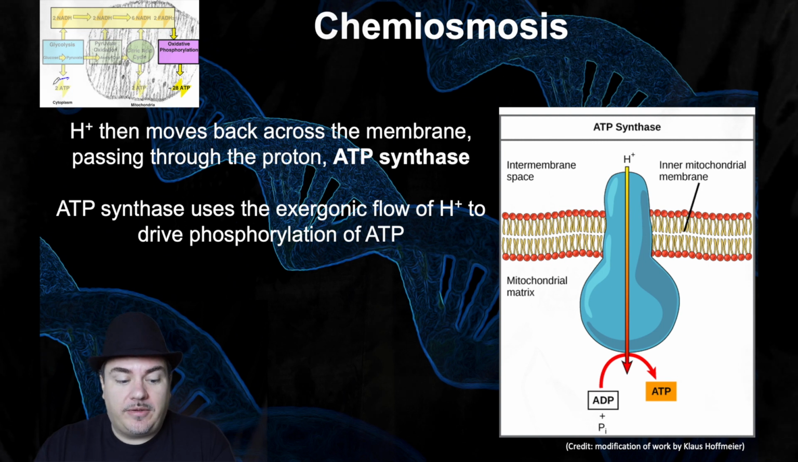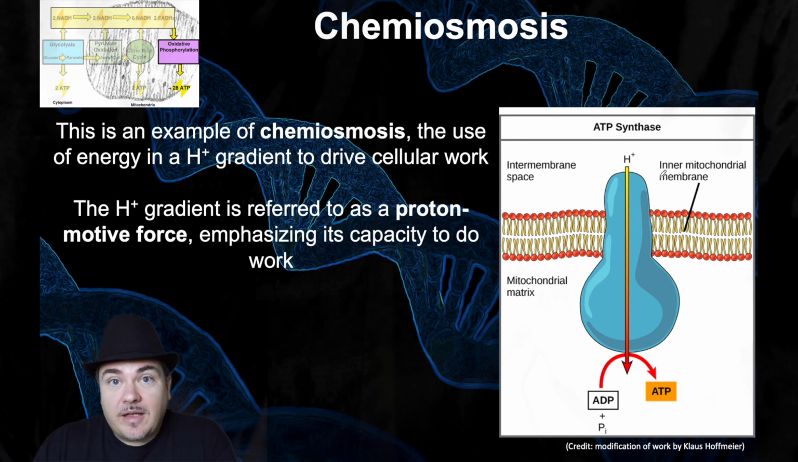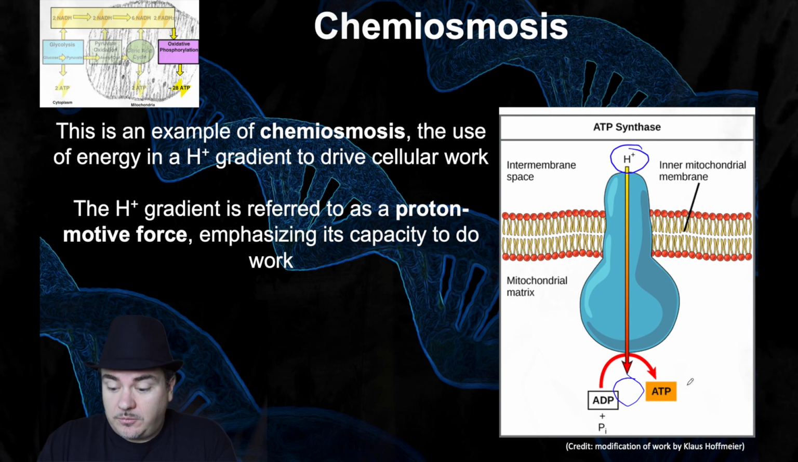Remember, glycolysis only makes 2 ATP, citric acid cycle only makes 2 ATP, oxidative phosphorylation makes about 28 ATP. So this step is called chemiosmosis. This is an example of chemiosmosis, the use of energy in a proton gradient, a lot of protons here and not a lot here, to drive cellular work, in this case the work to make ATP.